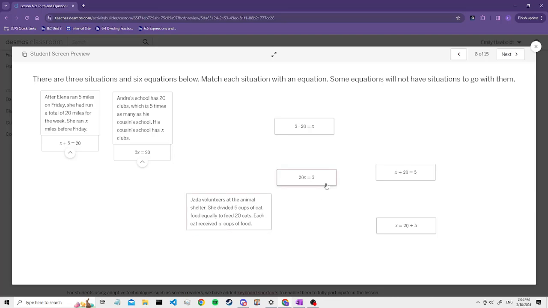So which one of these reflects 20 groups of something ends up being 5? These 20 groups of the cat food end up being 5 cups of cat food. Is that 5 times 20 equals X, or is that 20 times X equals 5, or 20X equals 5? It's this one. 20X equals 5. Because there are 20 groups of this cat food. Well, 20 cats, and each one gets X. These are all the groups together of the cat food. That ends up being 5 cups total. So this is going to be the one that goes with that card.